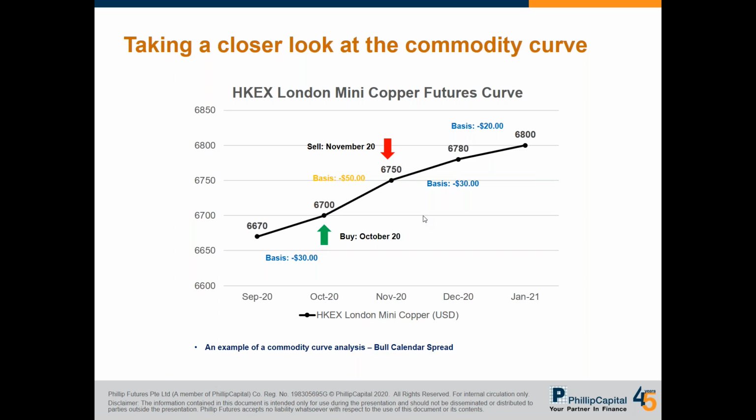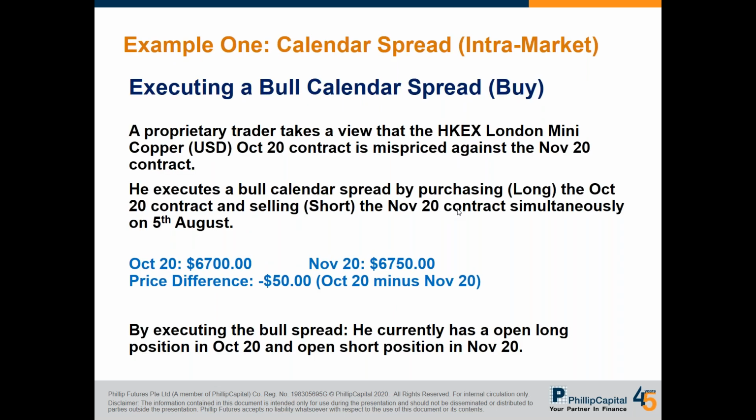So how do you execute a bull calendar spread? In this case, the proprietary trader takes a view that the October 20 contract is mispriced against the November 20 contract. He then executes a bull calendar spread by purchasing. He goes long on October 20 and shorts the November 20 contract simultaneously on 5th August. So we see, for example, this is the price difference. Once you execute, you have two positions: one open long in October and one open short in November.